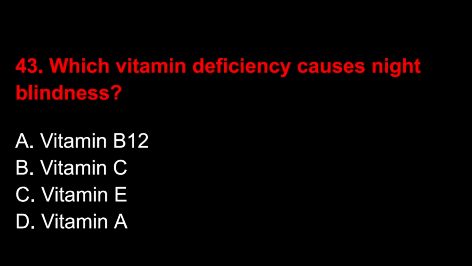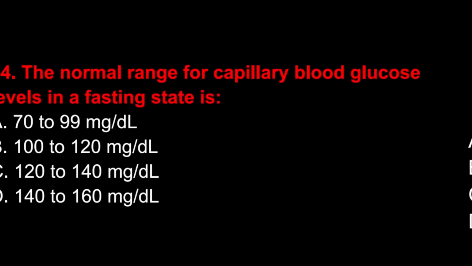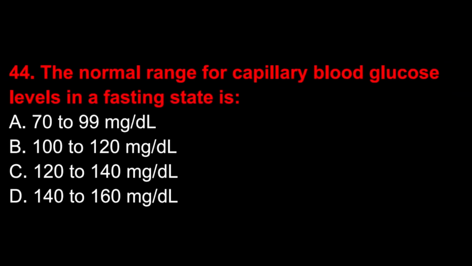Question number 43. Which vitamin deficiency causes night blindness? Correct answer is option D, vitamin A. Question number 44. The normal range for blood glucose level in a fasting state is. Correct answer is option A, 70 to 99 mg/dL.